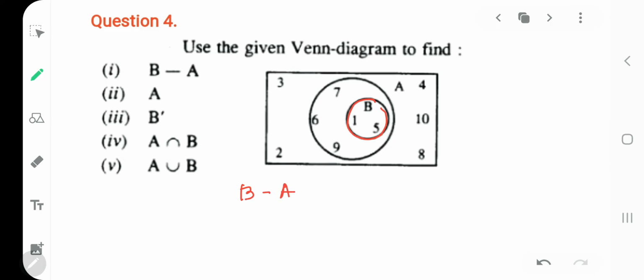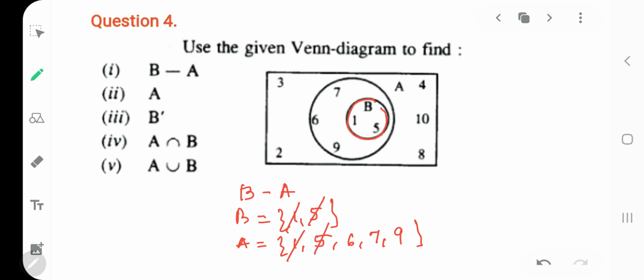You can notice here this B is inside A. That means B is a subset of A. Do we have any elements जो B में हैं और A में भी हैं, और उसमें से subtract करोगे तो what you will get? B is 1 and 5 and A is 1, 5, 6, 7, 9. So if you do B minus A, that means A के elements B में से हटा दो तो आपका B बन जाता है empty set. So your answer for your first is empty set.